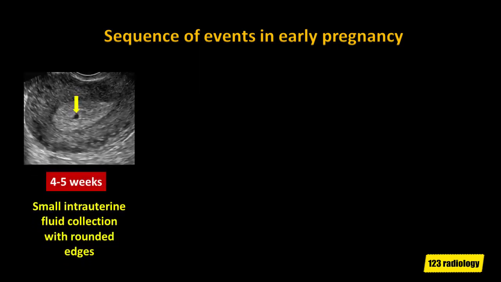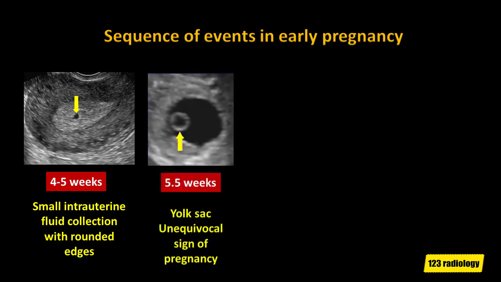Before we go deep into the criteria for pregnancy failure, we will do a quick review of normal early pregnancy. So, here is the sequence of events in early pregnancy. On the image here on the left, we have a very small intrauterine fluid collection with rounded edges, and that is one of the earliest signs of intrauterine pregnancy.